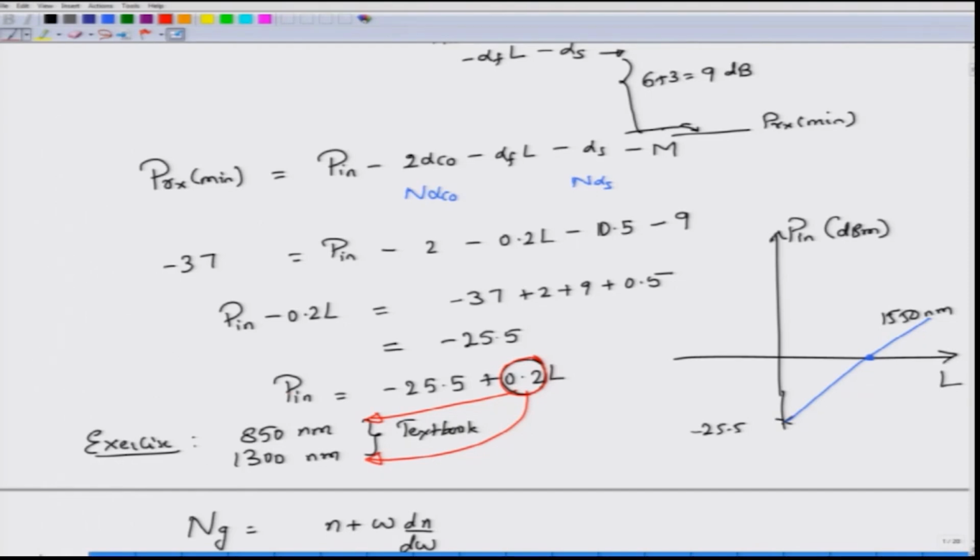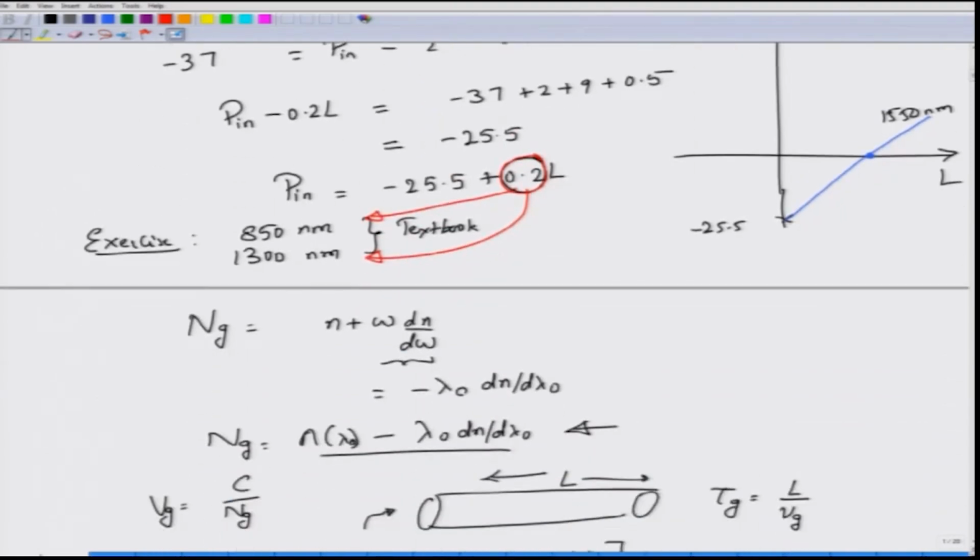So plot on the same graph the curves corresponding to P in versus L. This is a simple exercise, and you can see that if you fix P in, you can find the corresponding value of L, or if you fix L, you can find the corresponding value of P in. So this completes our discussion of power budget.